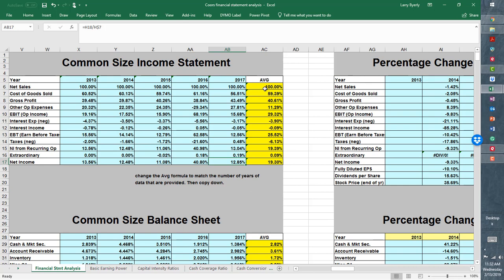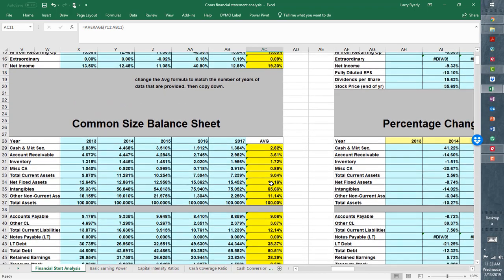We also can then just provide some averages. So it appears that the cost of production for, in this case, Coors, is almost 60 cents of every dollar goes to production. They spend approximately 4 cents of every dollar on interest expense. So again, this gives us some insight into how the company is performing with respect to these line items.